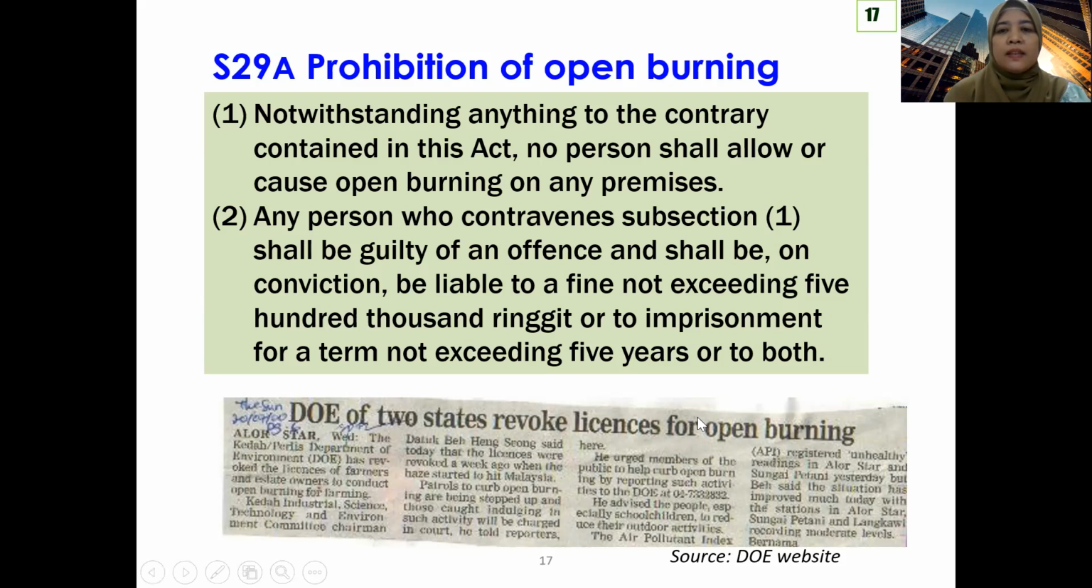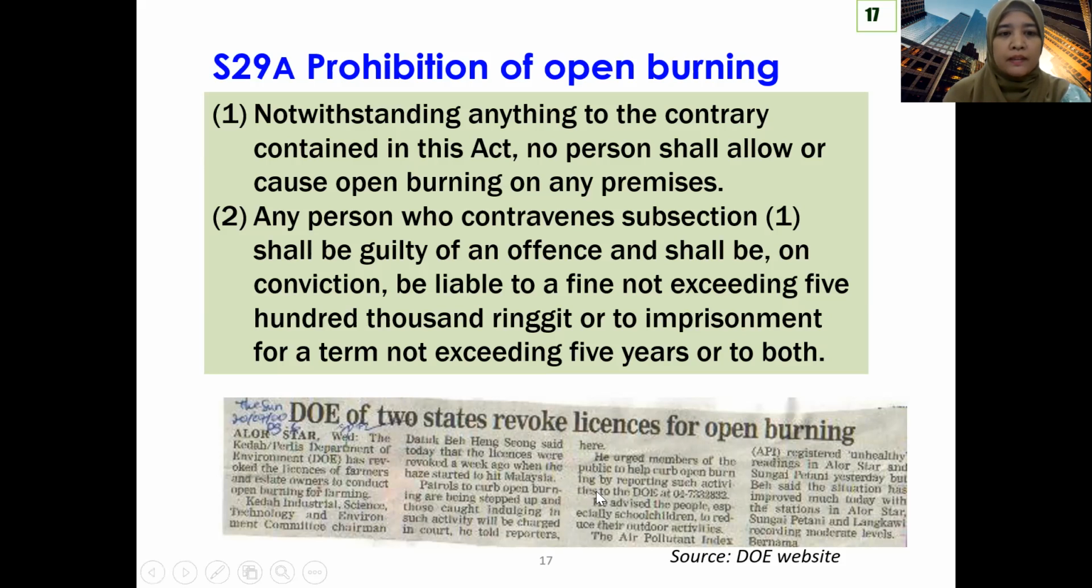Okay, so you can see there the newspaper cutting quite a long time ago, but still relevant until now. DOE of 2 states revoke licenses for open burning. So license sudah diberikan, but the conditions of the license were breached ataupun dilanggar. Therefore, DOE, Department of Environment, menarik balik license tersebut.